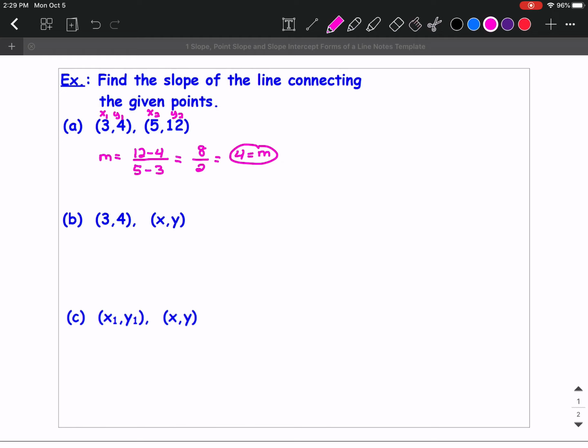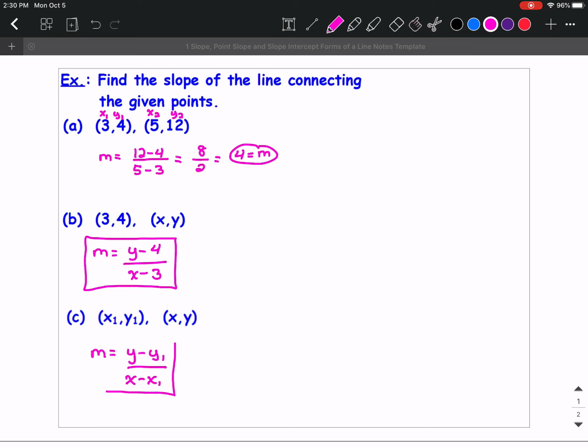Now the next one, I gave you the point 3, 4, and the point x, y. So now our slope is y minus 4 over x minus 3. And it gets no simpler than that, and that's okay. The next one looks even weirder. So we have the point x1, y1, and then the point x, y. We're just going to follow the same rules. We're going to have y minus y1 over x minus x1. And this is the slope between those 2 points.